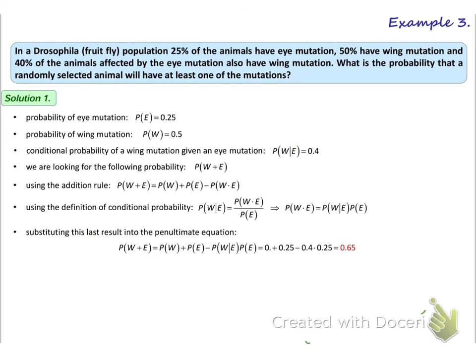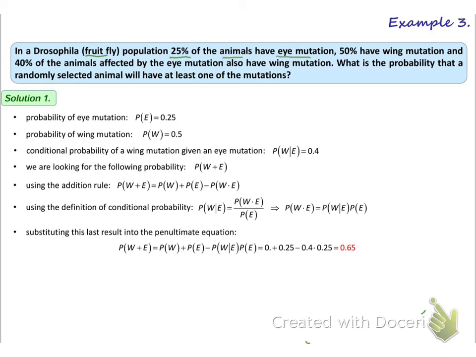In this example, I'll show you how to think about the problem, and then how to extract the data from the problem. Some of the data which I will write here now will not be used in this problem, but it is common and might be used in other problems. So this is just the way you can extract the data. It is mentioned here, in a Drosophila, the fruit fly population, 25% of animals have the eye mutation.